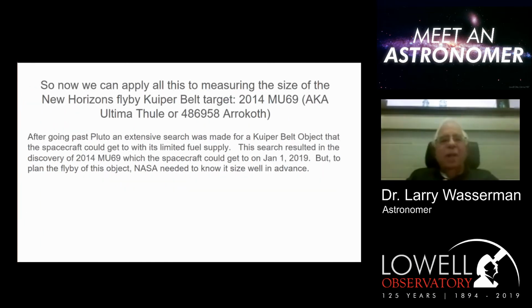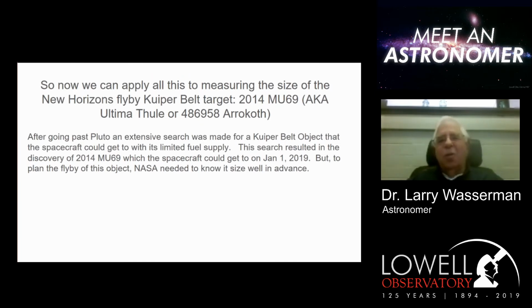Okay, now what I really want to talk about is measuring the size of the object that New Horizons flew by, the snowman. That, when it was discovered, was called 2014 MU69. That's what the Minor Planet Center gives the asteroids when they're discovered. The project called it Ultima Thule, but that was an invented name. And now that it has a good orbit, it's been assigned a number, 486958. And sometime after the flyby, once it has a number, the discoverer can give it a name. And it's been given the name Arrokoth.